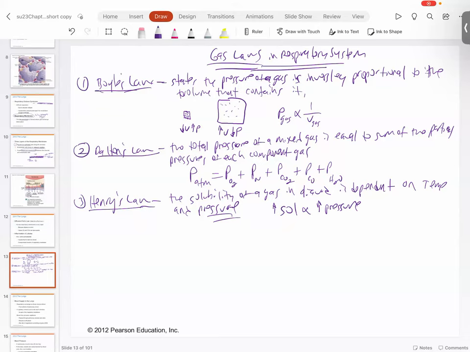Now then, once we pop the top, what happens to the pressure of the bottle? It goes down, and then the CO2 is no longer soluble at that lower pressure point. So it comes out of solution. And when it does so, a gas coming out of solution in a liquid forms bubbles. And you basically have the bubbles of carbon dioxide coming out. Okay.